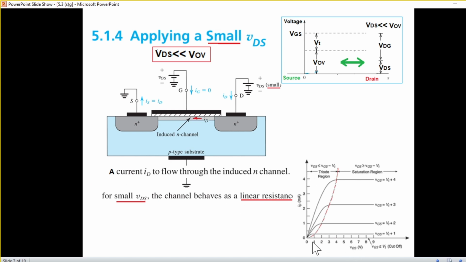Now if you see this diagram, the characteristic graph, this is VDS and this is the ID current, and these are the characteristic curves. Now this line is the locus point where we change from triode region to saturation region. There are 2 regions, and this particular point here represents the VOV, the overdrive voltage.